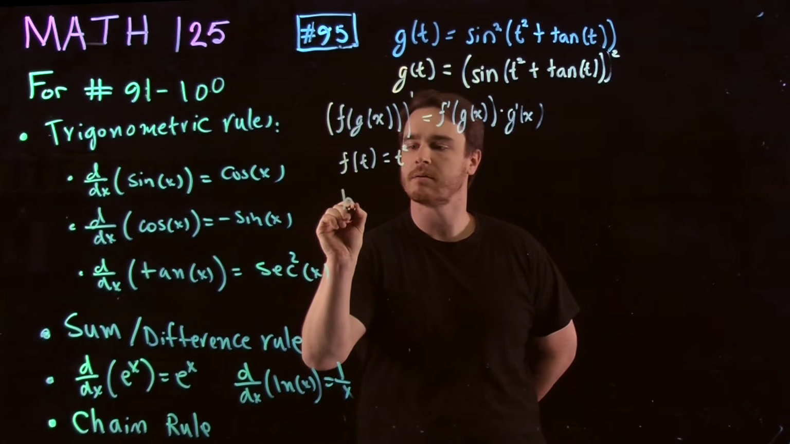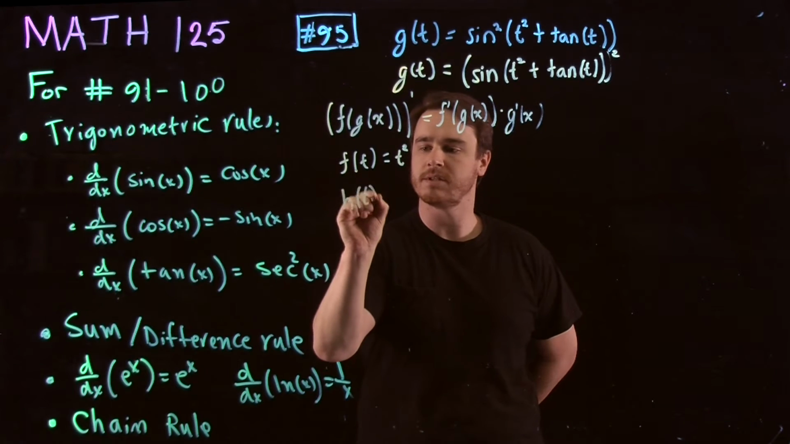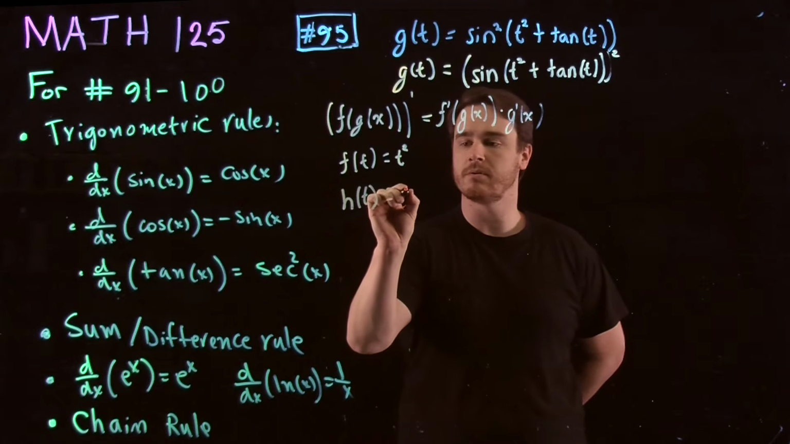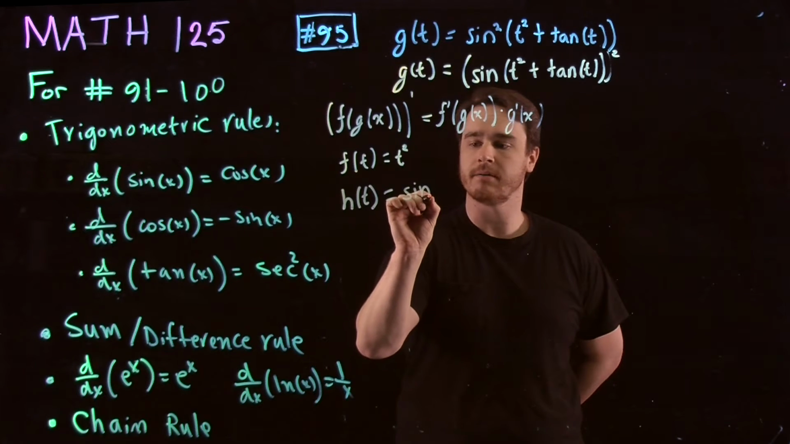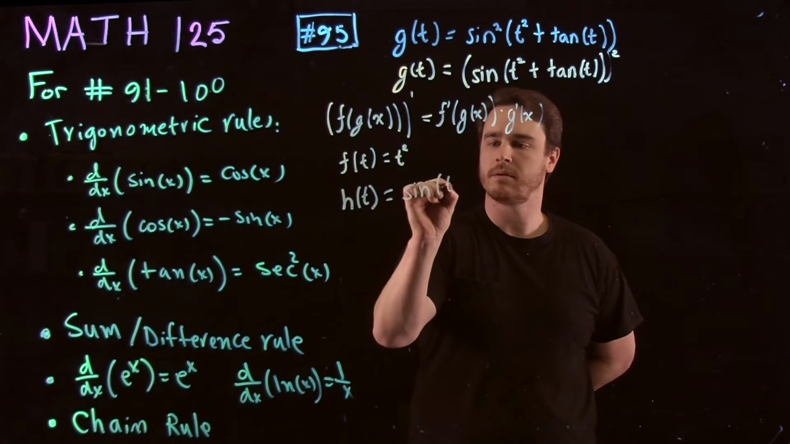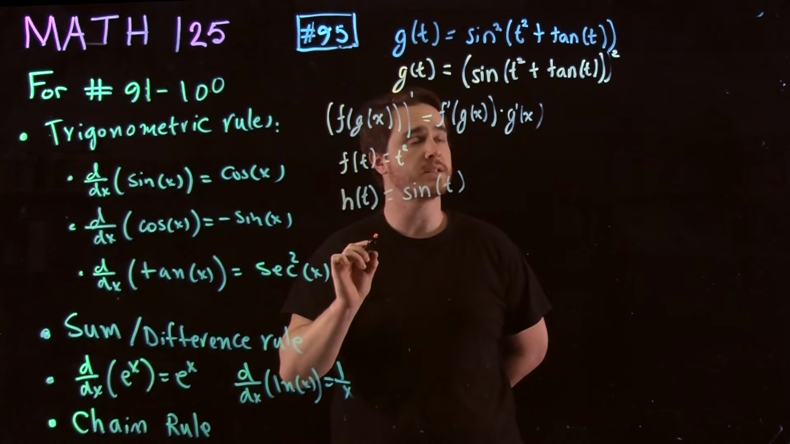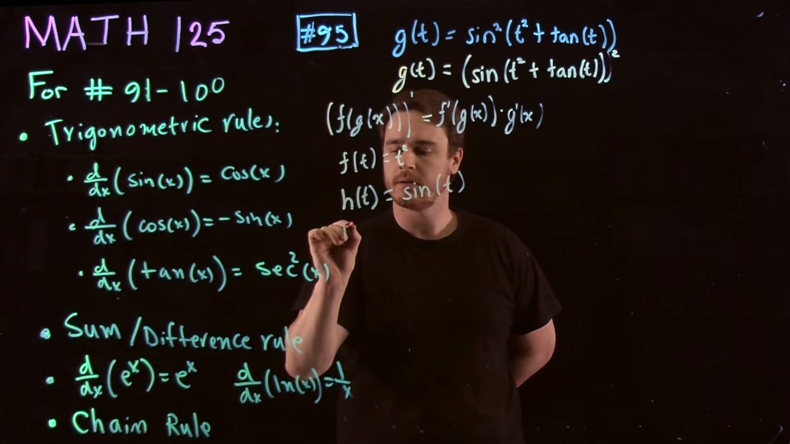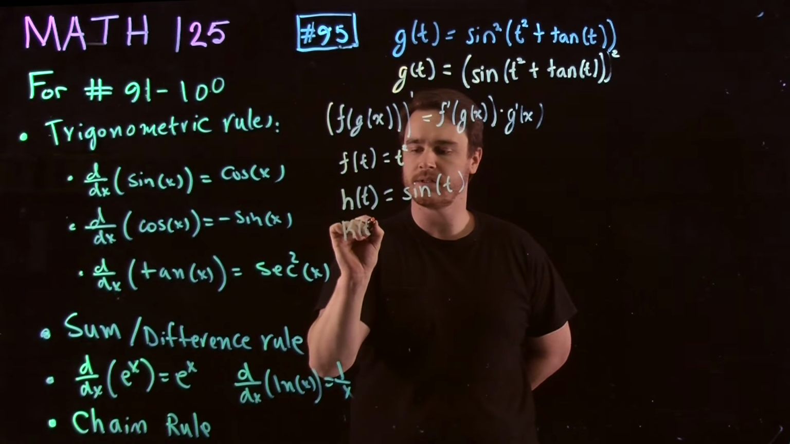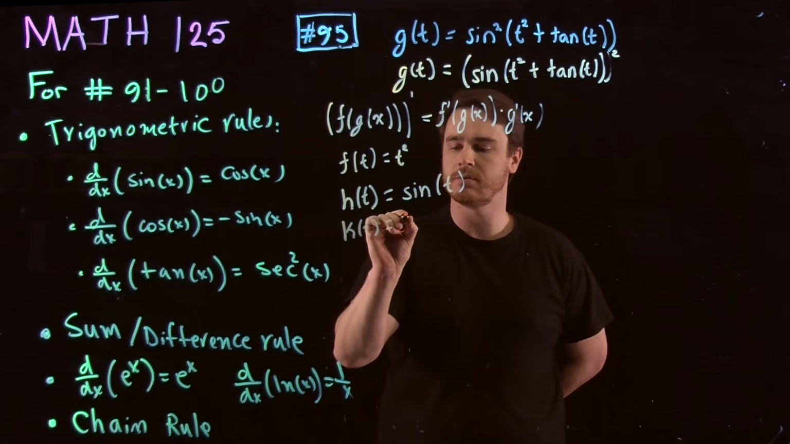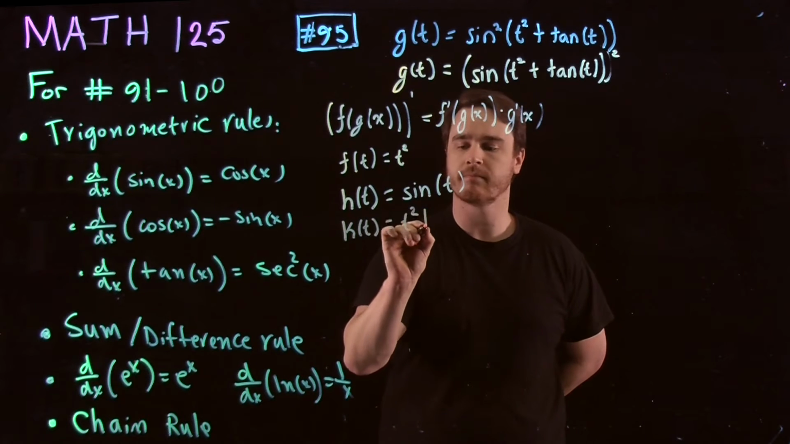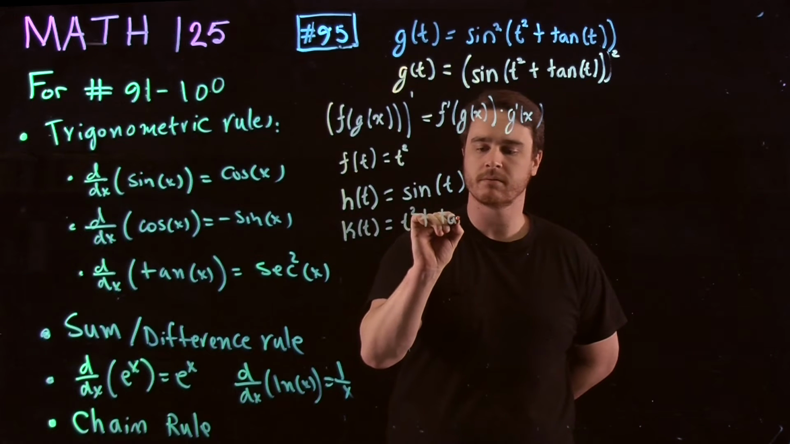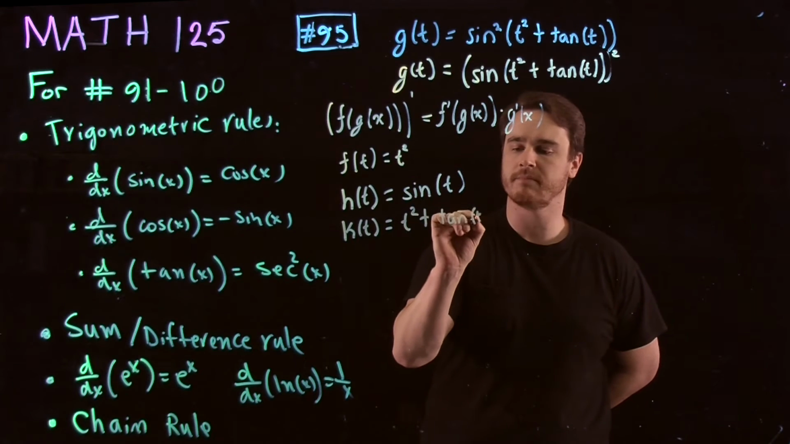And we have an inside function that is g, well, we can't use g, we already have g. We'll call it h of t is equal to sine of t. And we're going to go one step further and we'll call it k of t is equal to t squared plus tangent of t.